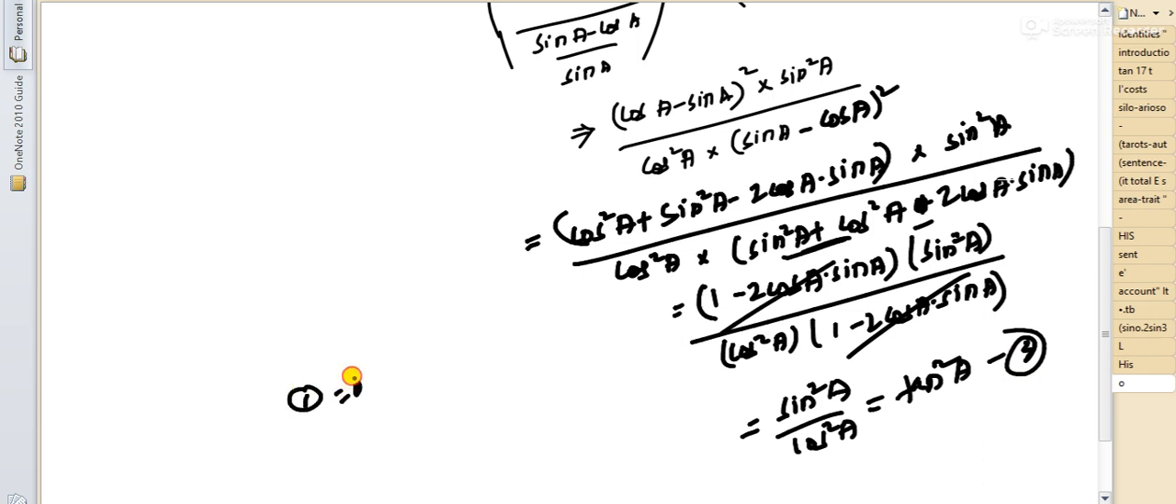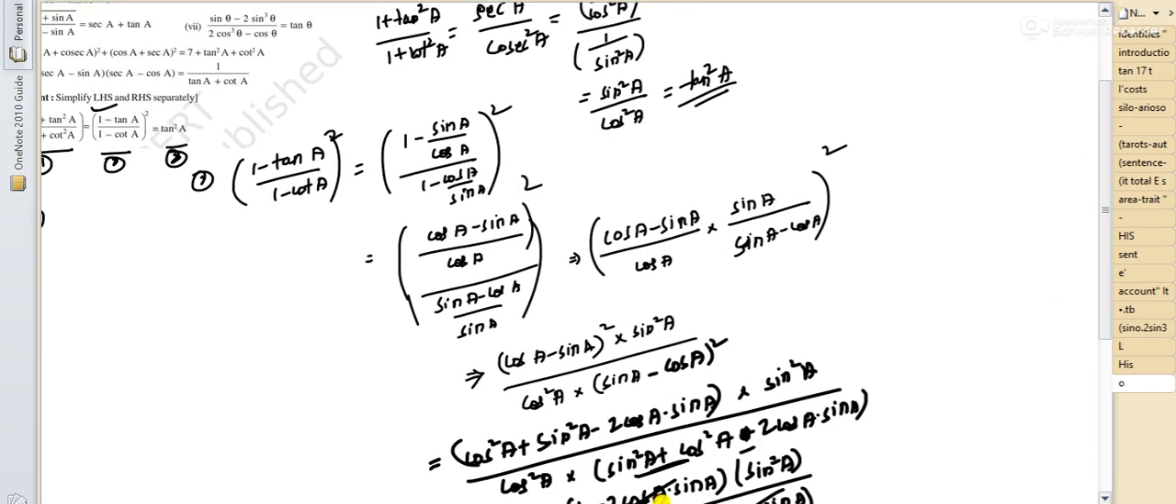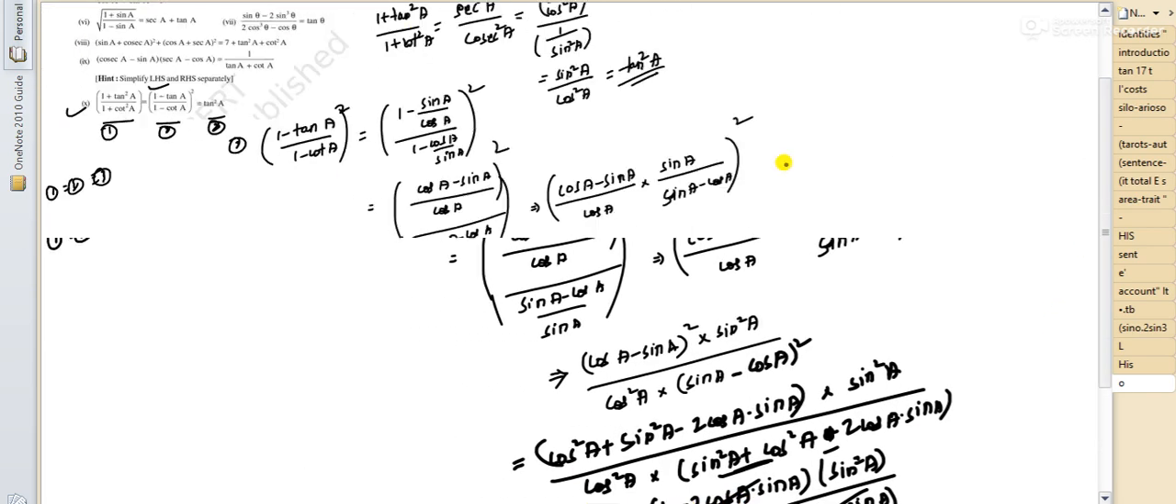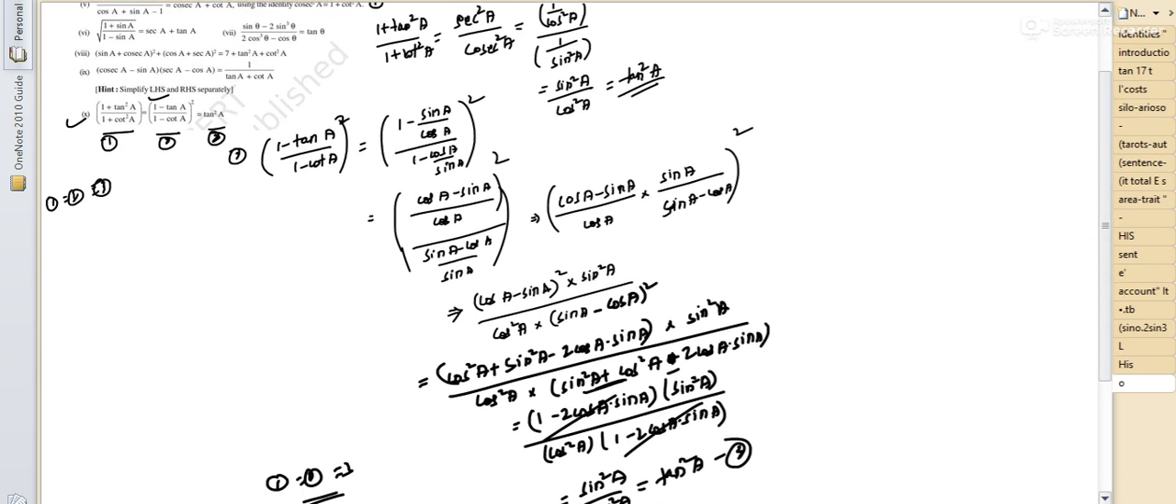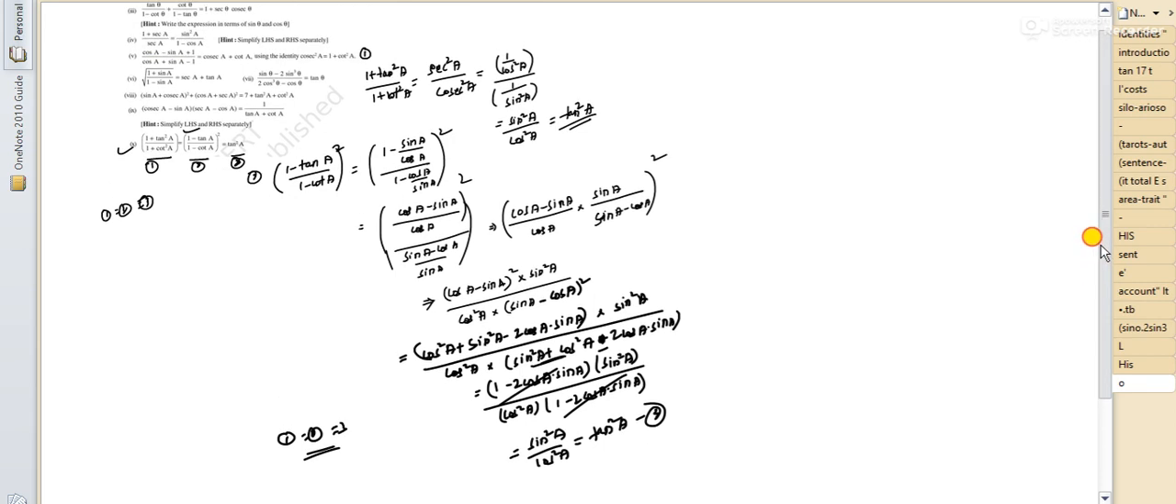So since 1 is equal to 2 and that is equal to 3, we can say they are equal to one another. Okay, so I hope you have understood all the problems which I have explained.